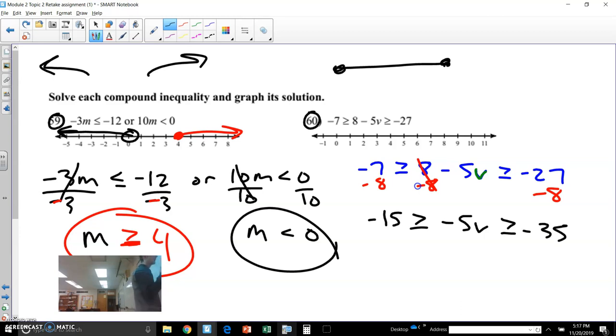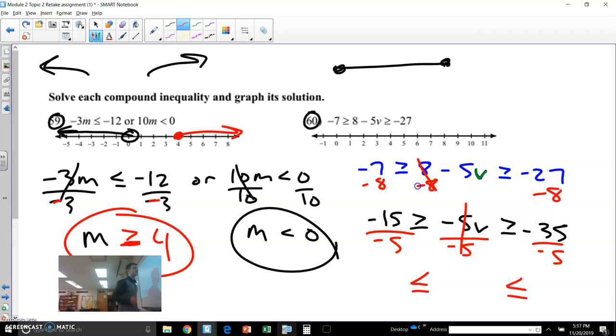Now similarly, I have negative 5v, that's a multiplication idea. So let's divide negative 5 out of the middle and go into both directions. But dividing by a negative, both of these signs are going to change directions. V will be left in the middle. Negative 15 divided by negative 5, that is positive 3. Negative 35 divided by negative 5, positive 7.